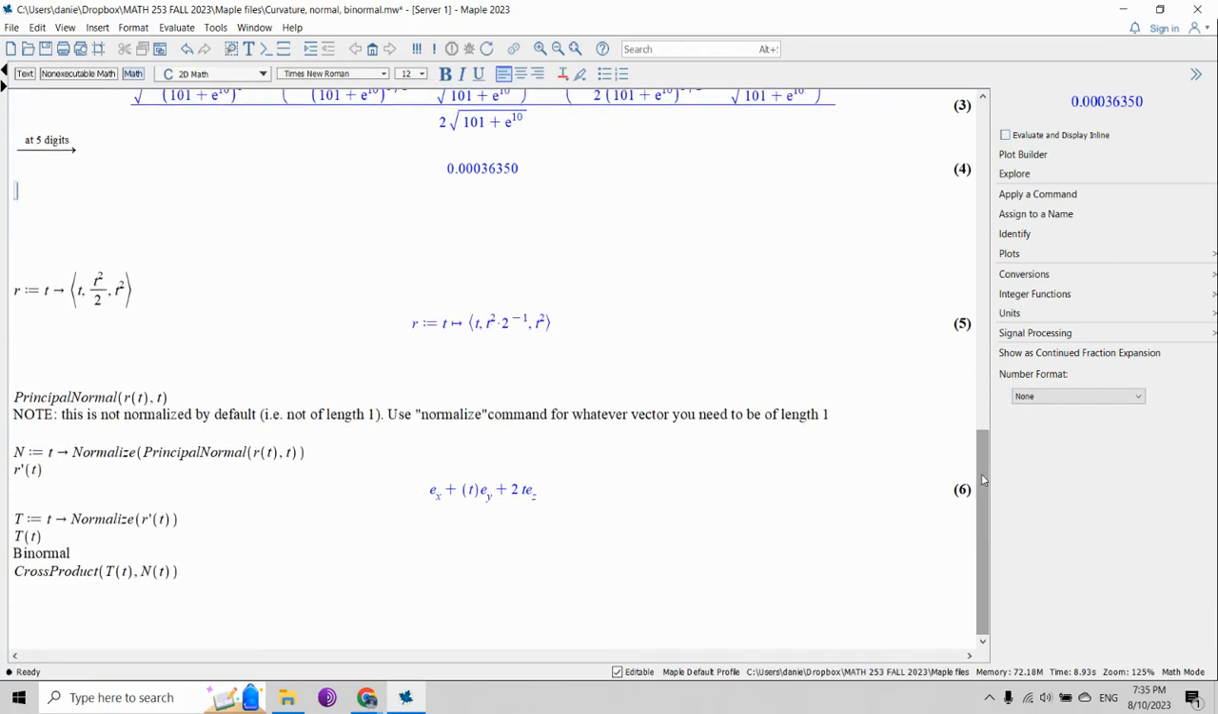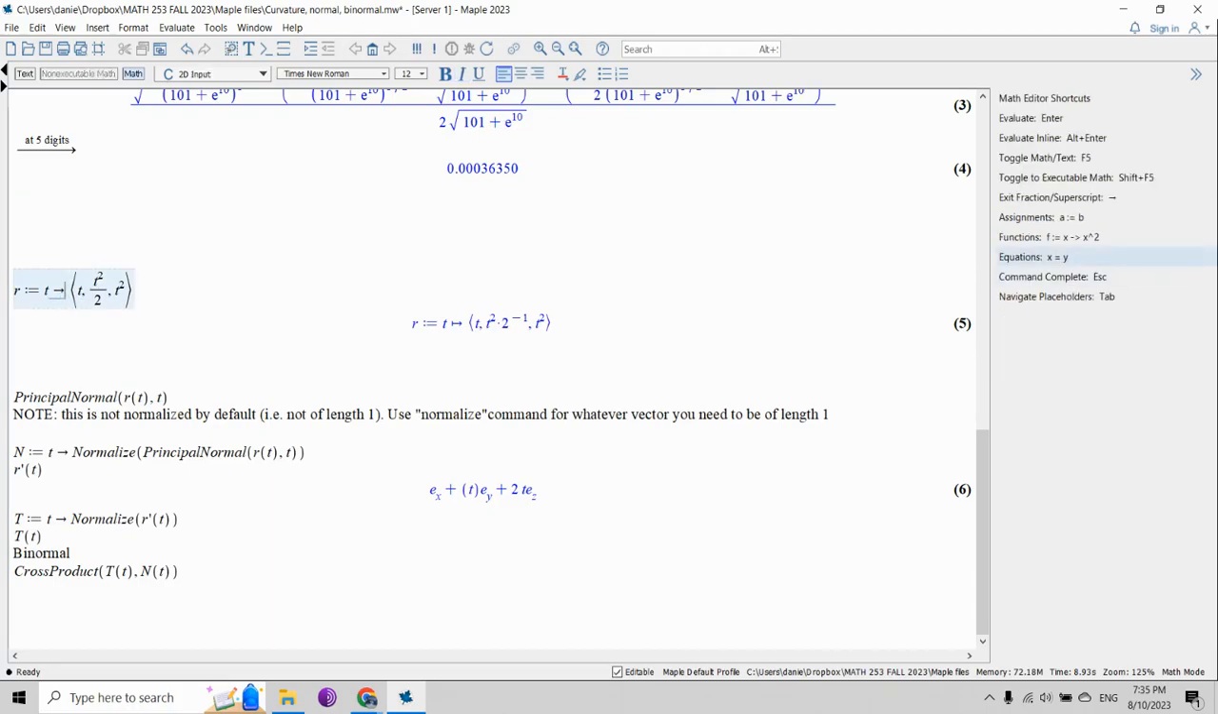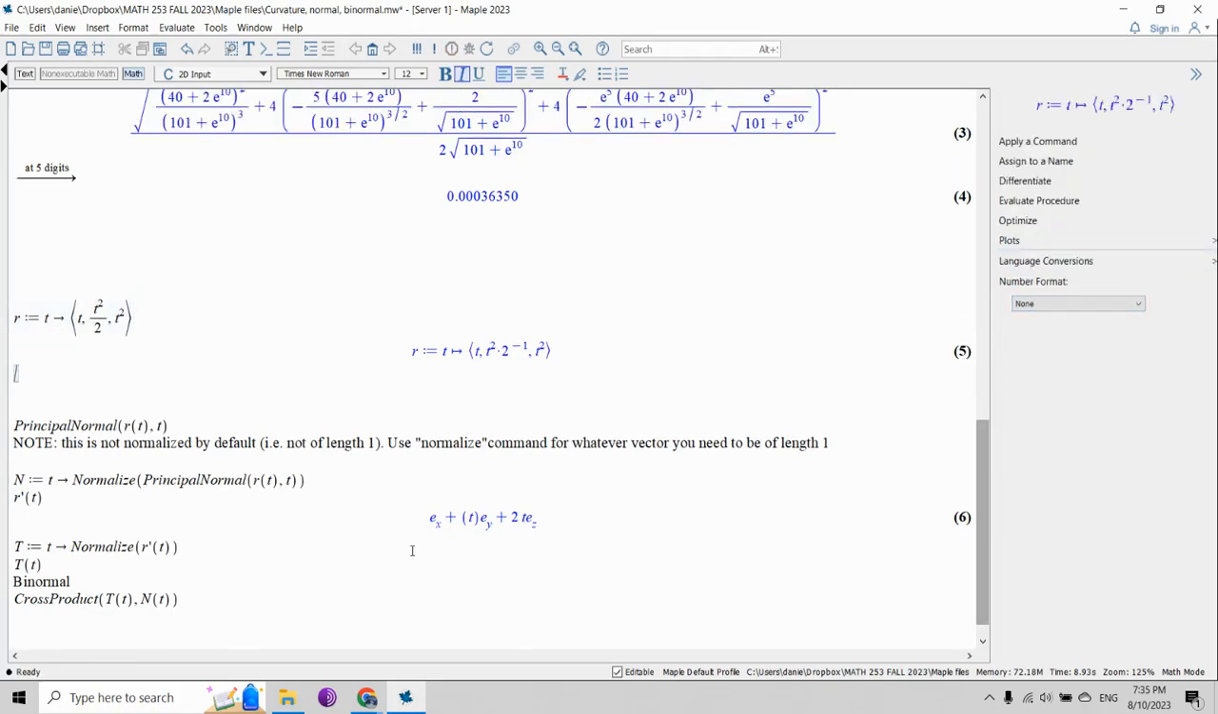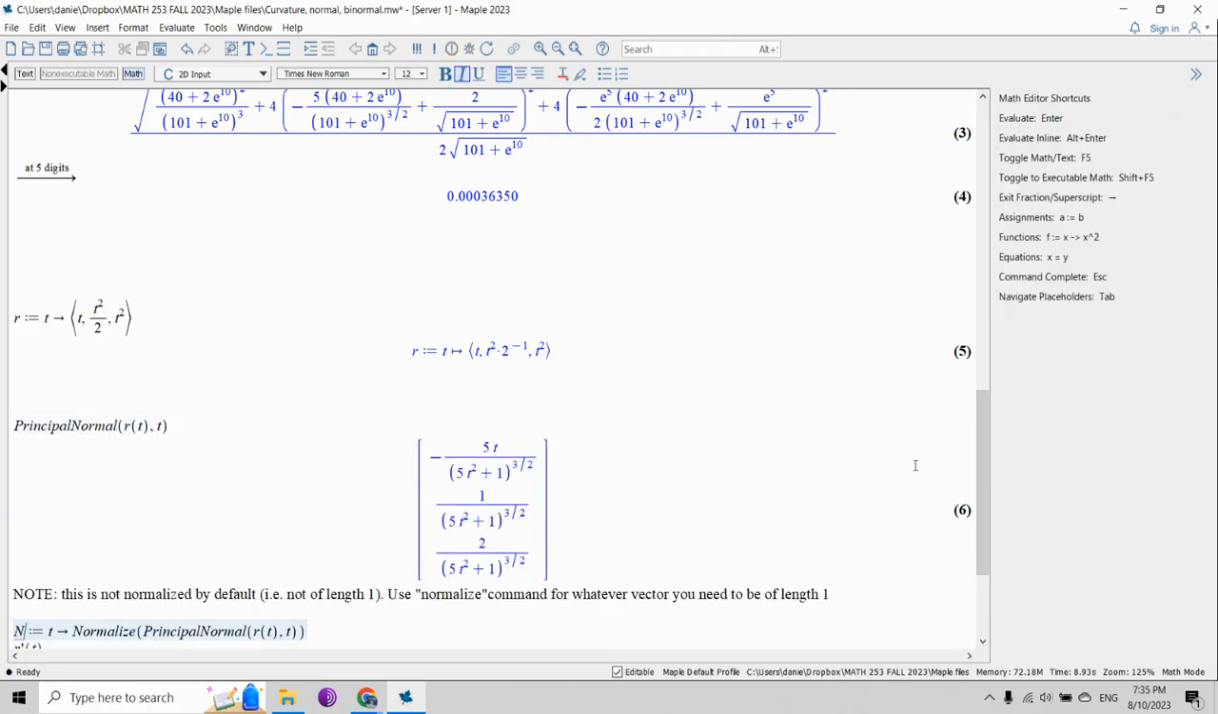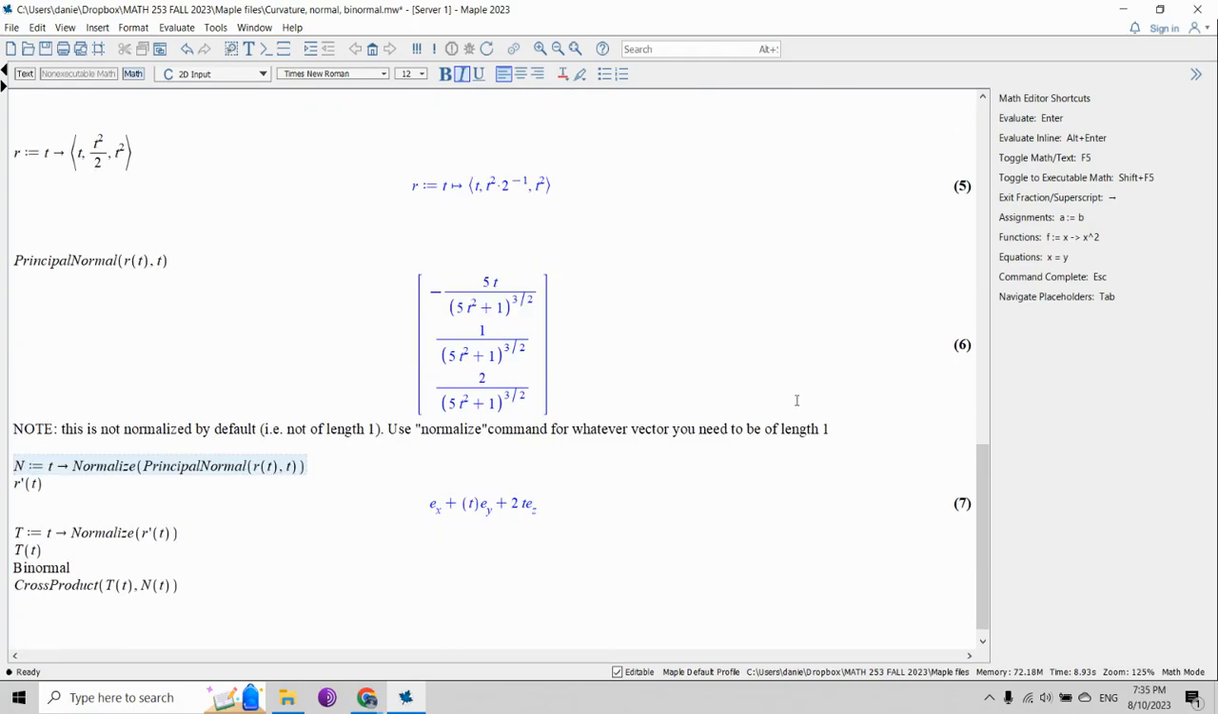Let's talk about the tangent, normal, binormal. In Maple, there's a tool called PrincipalNormal. Be aware that it's actually not normalized. It just gives you the derivative of the unit tangent, basically. So let's load an example. I think this is the example I did in class in the notes. Either way, it doesn't matter. PrincipalNormal gives you, like I said, the normal, but not normalized, not of length 1. There is a command called Normalize, which will normalize any vector.